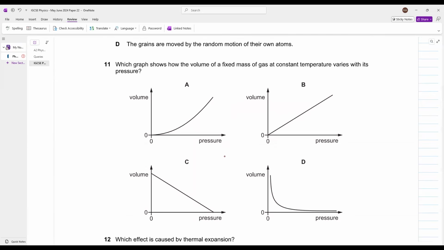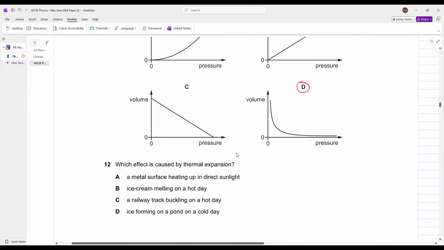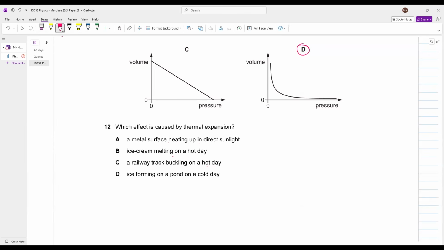Which graph shows how the volume of a fixed mass of gas varies with pressure? Always remember, volume and pressure are inversely proportional. This is the graph of inverse proportionality. D is your answer. Okay, let's see question number 12.